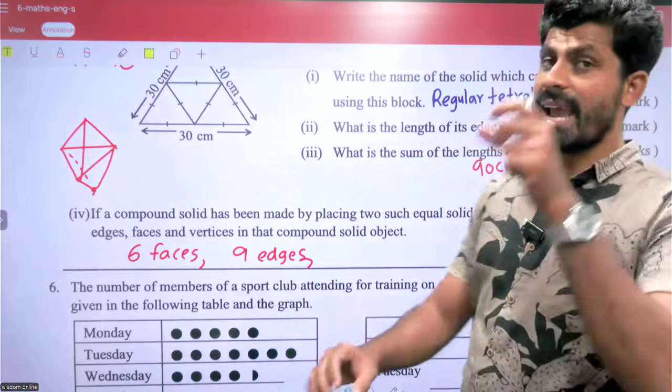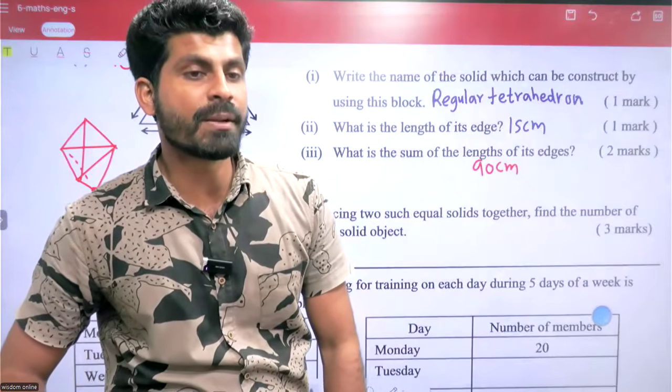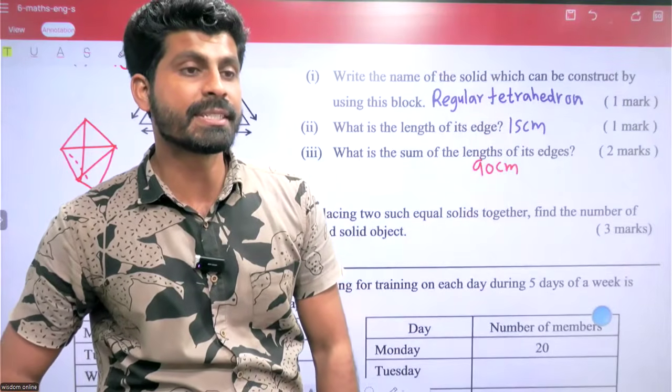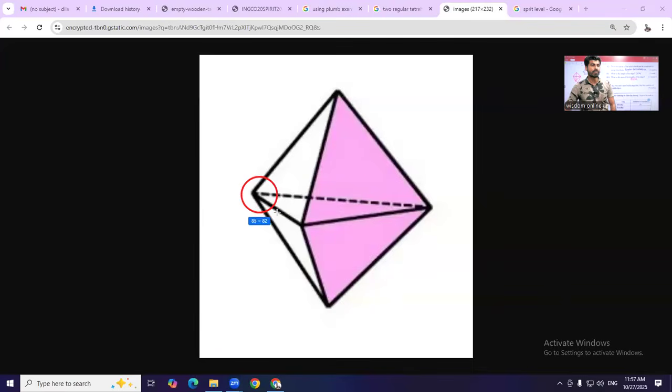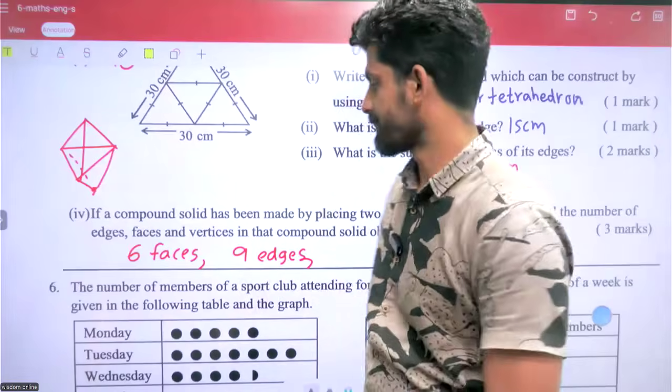9 edges. And vertices, look at this one. Vertices, vertices, vertices. So how many vertices are there? 1, 2, 3, 4, 5. 1, 2, 3, 4, 5 vertices.